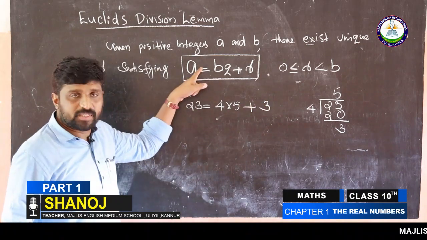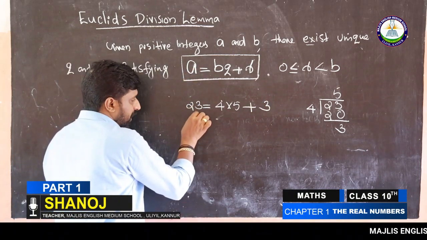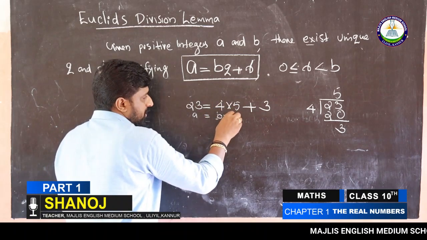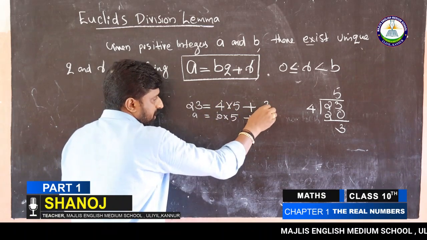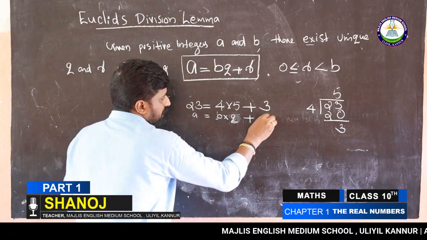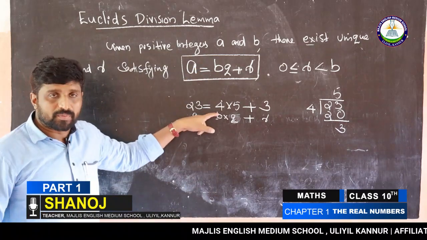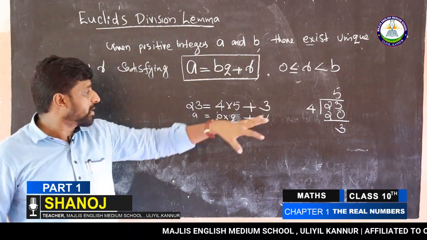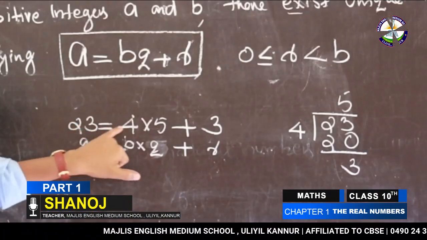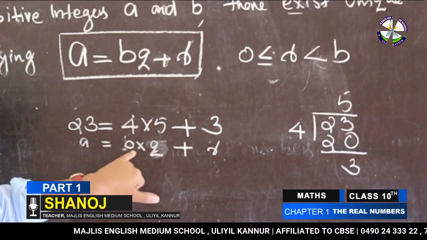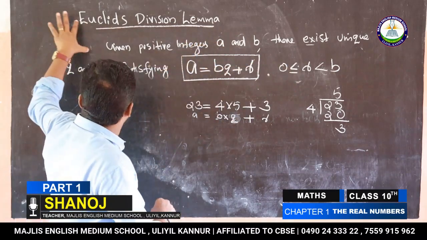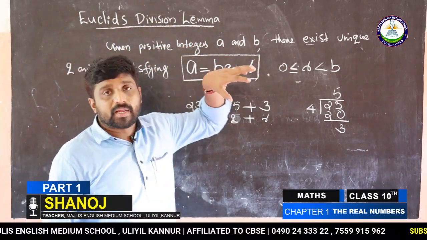This is in the form of a equal to b into quotient plus remainder, where this is q and this is remainder r. Any number, when we consider dividing by any number, we can always express it like this: 23 equal to 4 into 5 plus 3. Here a equal to b into q plus r. This is known as Euclid's division lemma.